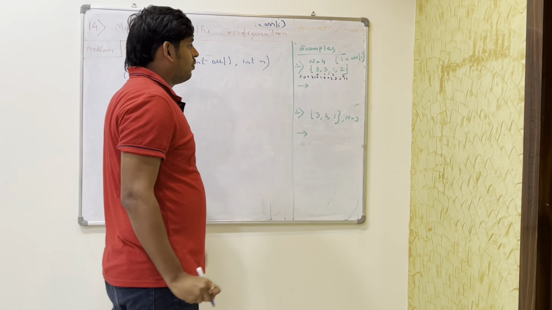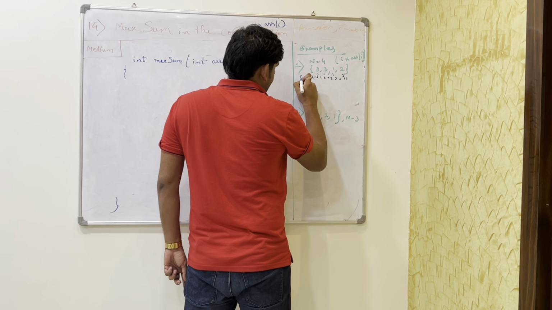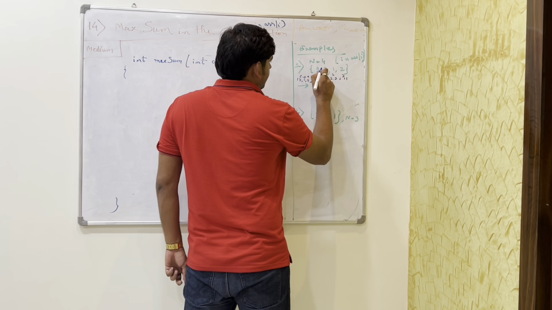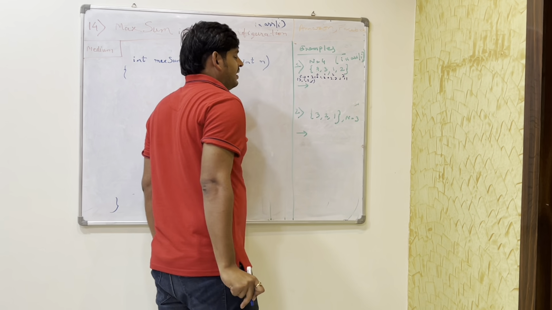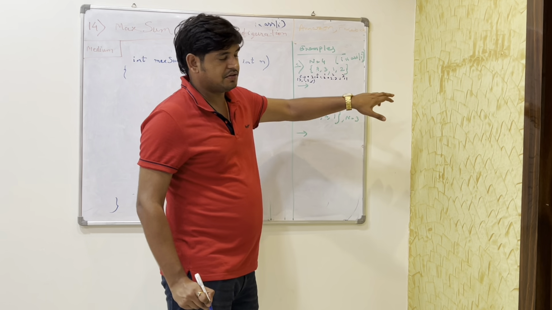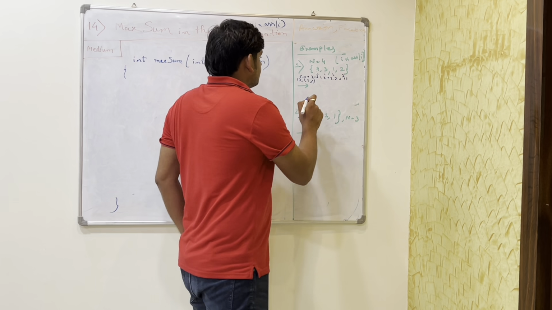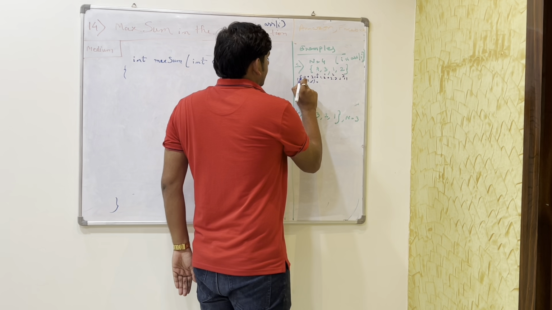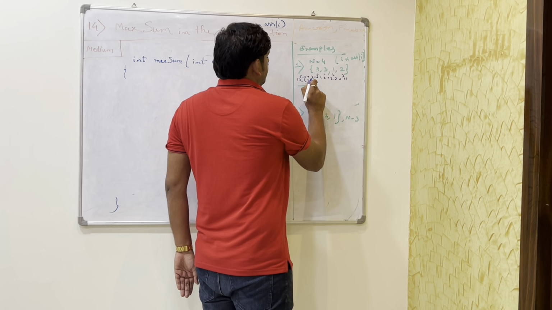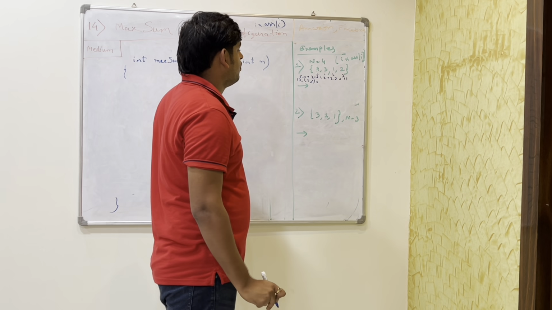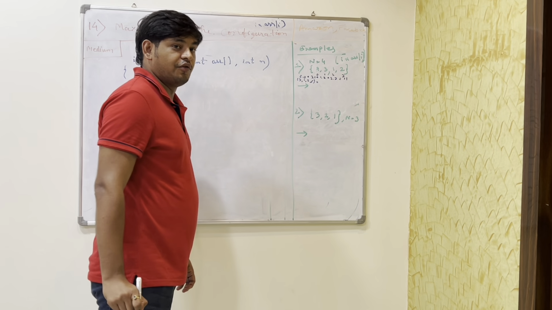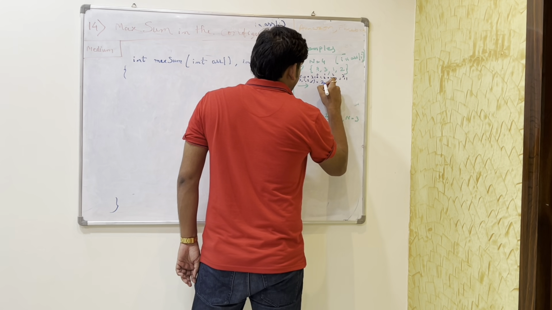Now if I rotate this, then it would become 3, 1, 2, 8, right? 3 will become the 0th index, 1 will become the 1st index, 2 will become the second index, and 8 will become the 3rd index. We have rotated this. So in this case, the sum would be 3 into 0 is 0 plus 1 plus 2 into 2 is 4. 4 plus 1, 5, and 8 into 3 is 24. 24 plus 5 is 29.